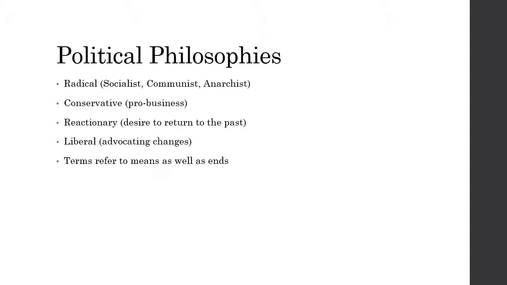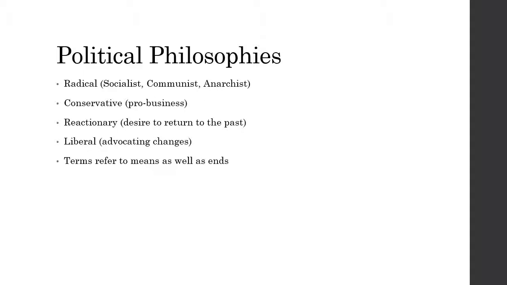Lastly, you have liberals. Liberals advocated for change in society's institutions in order to reflect changing conditions. Usually, these are your progressive era reformers. Very reform-minded, but also conservative. They do not want violent, radical changes, but they do want some type of change.